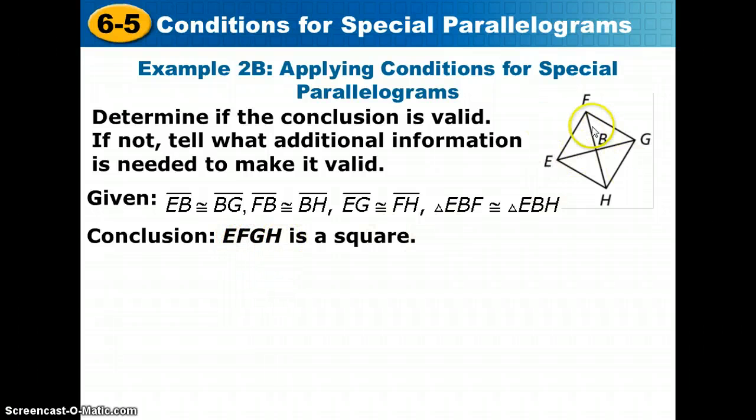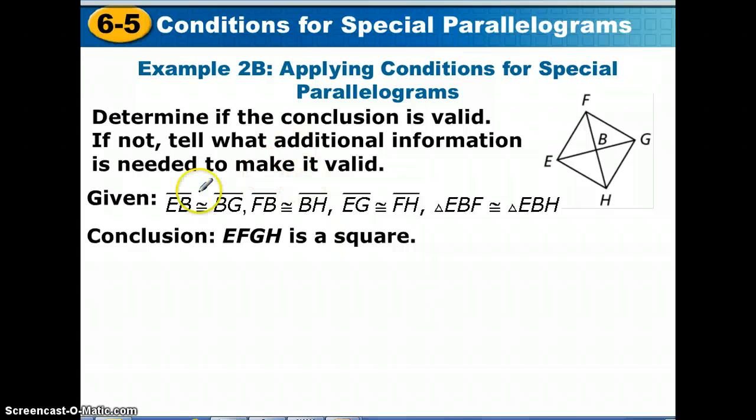EFGH is a square. Well, here's what we're given in this example. We are given that EB is congruent to BG. We are given that FB is congruent to BH. We are given that EG is congruent to FH. That means the diagonals are congruent. And we are given that triangle EBF is congruent to triangle EBH. Remember, that means their corresponding parts are also congruent.